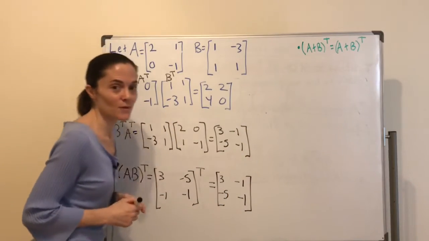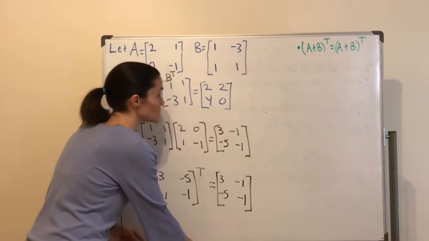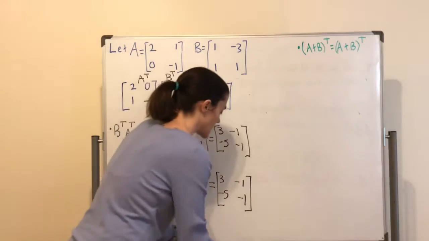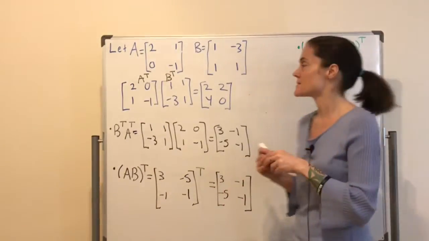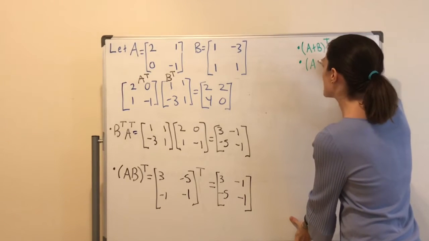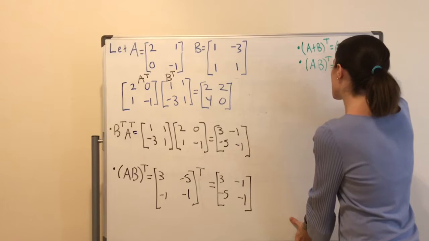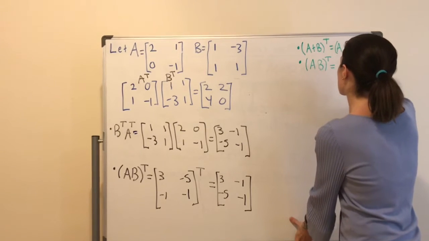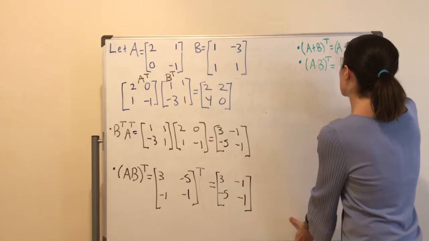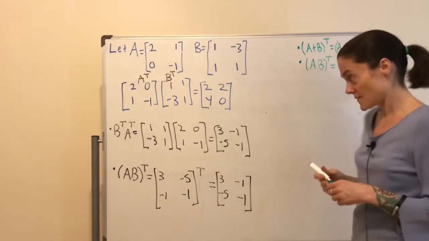Of course, I haven't proved the property in general. I'm just verifying it on these small 2x2 matrices, and then I'm stating the property in general. But it's good to see some examples to understand the statement. So the property is that (AB) transpose equals B transpose, A transpose. And this holds anytime the matrix product A times B is defined.